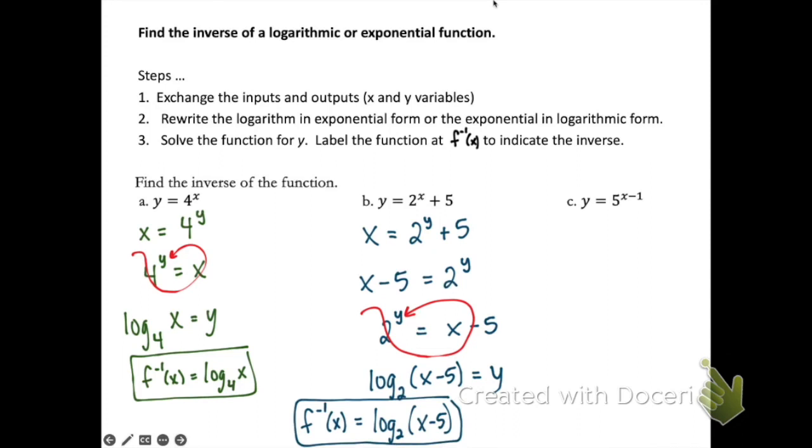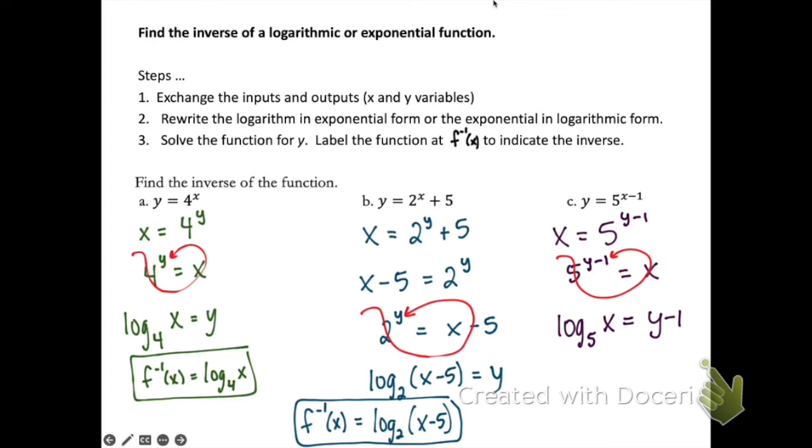Example C, start by switching your x and your y. And then we don't need to add or subtract anything over like we did in example B, because I don't have anything added or subtracted on to the 5 to the y minus 1. So we're going to flip sides so that my exponent is on the left. And then we're going to do our log-ride. Log-ride is going to go down through the 5, up through the x, and point at our exponent, which is y minus 1. So our log form is log base 5 of x equals our exponent, which is y minus 1.